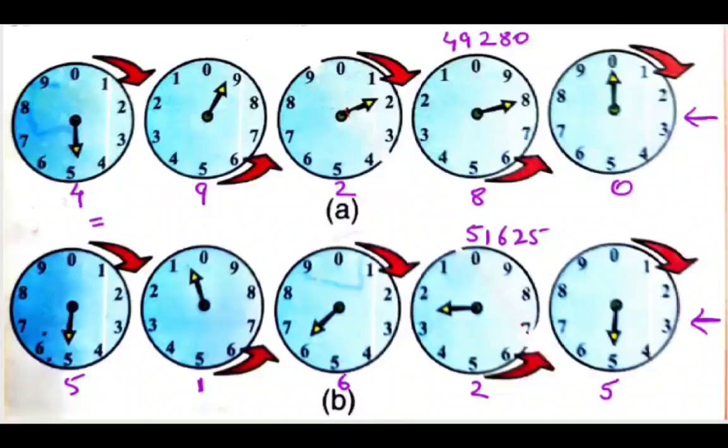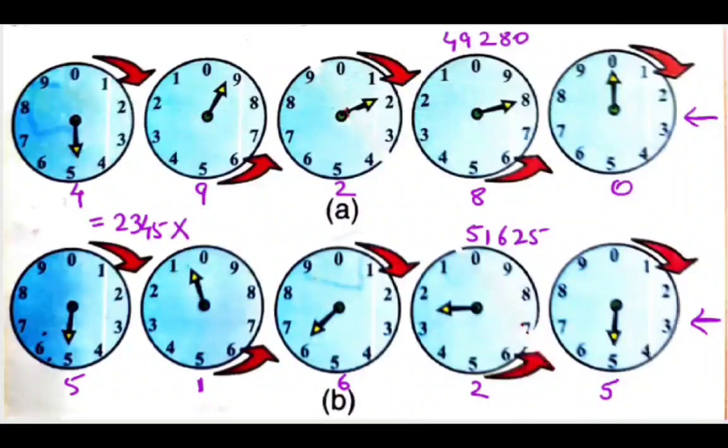51,625 minus 49,280. So let me say units consumed are 2, 3, 4, 5. 5 minus 0 is 5. 8 minus 2 is 6. 2 minus 8, sorry, 6 minus 2 is 4, and carry over. Okay, children, so this is the electric consumption out here.